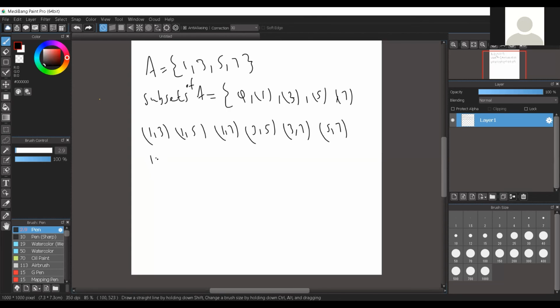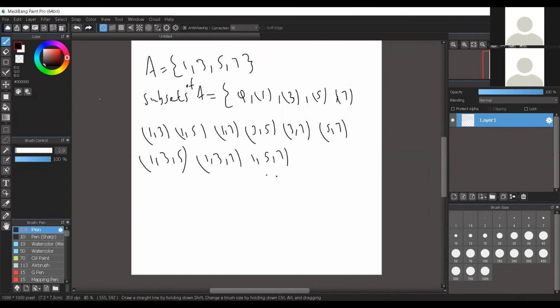Then we go 1, 3, 5. Then 1, 3, 7. Then 1, 5, 7. We finished 3 with 1. Then we're going to go 3, 5, 7. Now, is there any possible sets? Are we done, or are there any more possible sets?